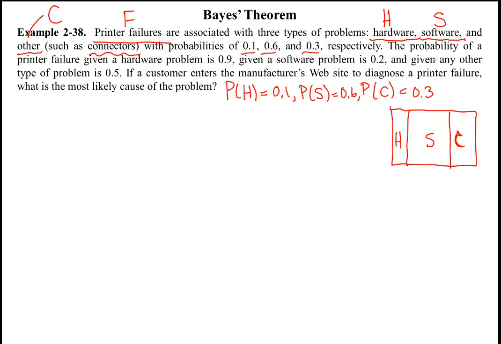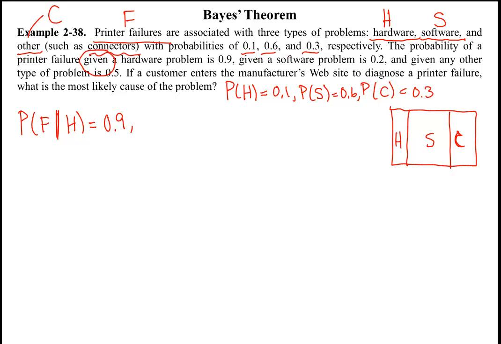Okay, so the next thing, we're given some conditional probabilities, and I know they're conditional because I see the word given. That's a nice clue that you have a conditional probability. So what's the probability of a printer failure given you have a hardware problem? What we're being told here is the probability of failure given, so this little line here means given, we have a hardware problem. So given we know hardware, the probability of failure is 0.9.